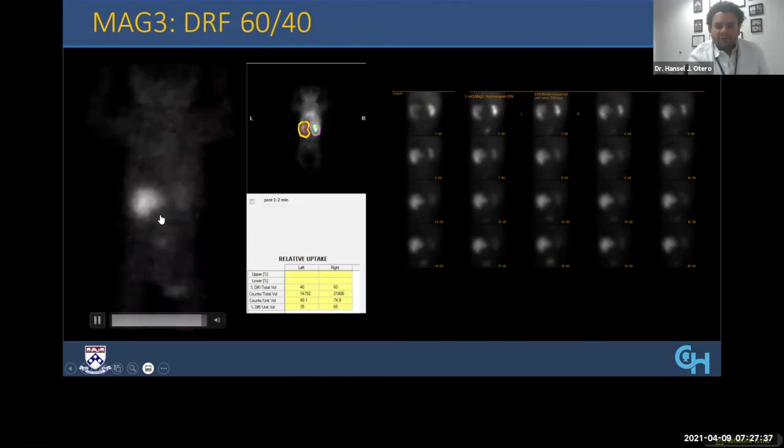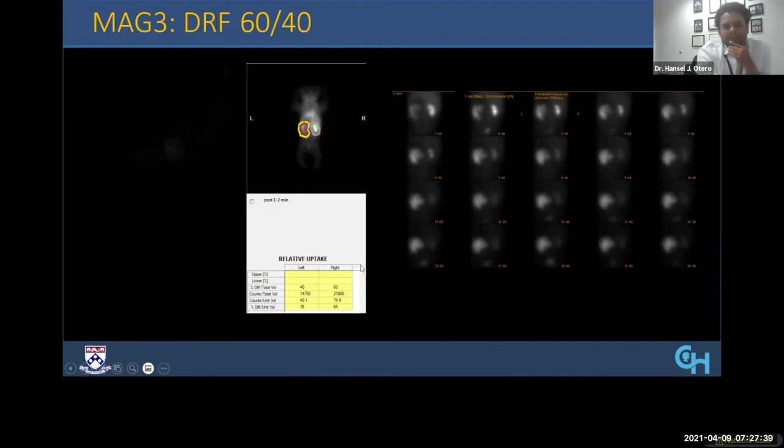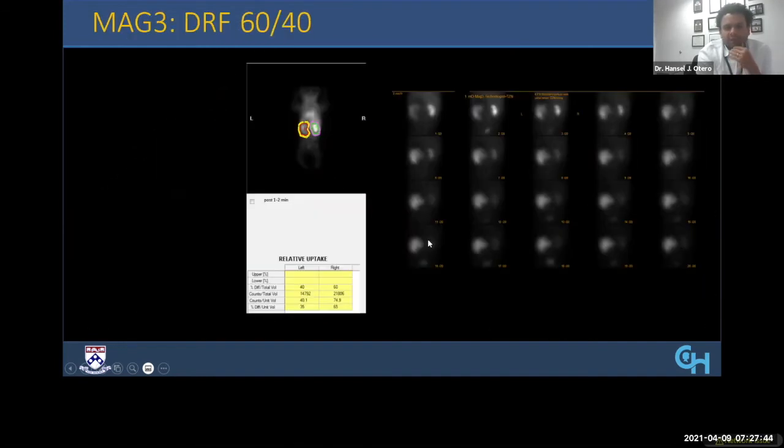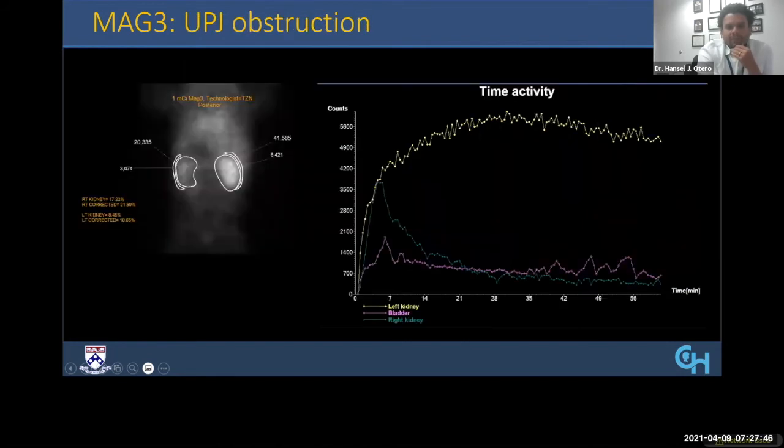You still have preserved function, but again, that left kidney, as we saw here, is dilated and is taking too long to drain. How does UPJ obstruction look? Well, you start going up and it never goes down. The activity never goes down because it never drains.